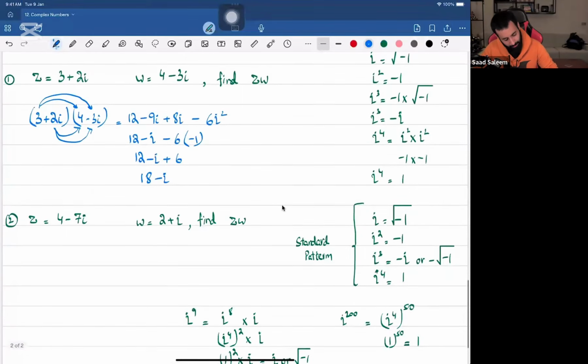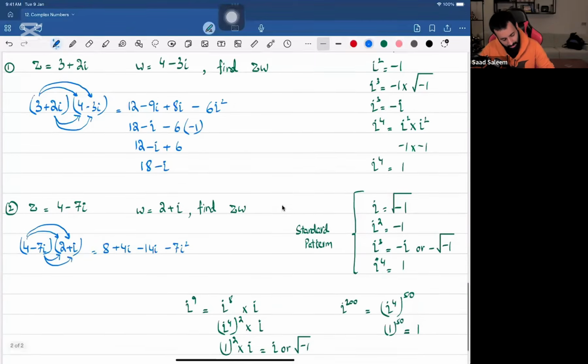So here's what we're going to do. (4 − 7i) multiplied by (2 + i). Let's see what happens. 4 into 2, that's 8. 4 into i, that's 4i. Minus 7i into 2, so that's minus 14i. Minus 7i into i, so that's minus 7i².